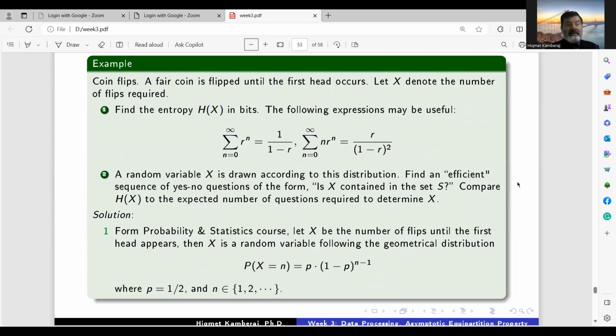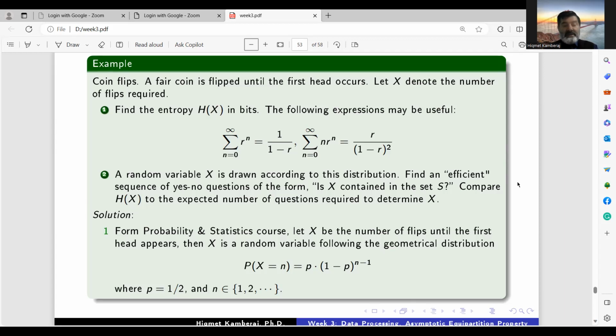Consider another example of coin flips. A fair coin is flipped until the first head occurs. Let x denote the number of flips required. Find the entropy h of x in bits. The following expression might be useful: the sum over n from 0 to infinity of r to the power n is equal to 1 over 1 minus r, and the sum over n from 0 to infinity of n r to the power n is equal to r over 1 minus r squared.